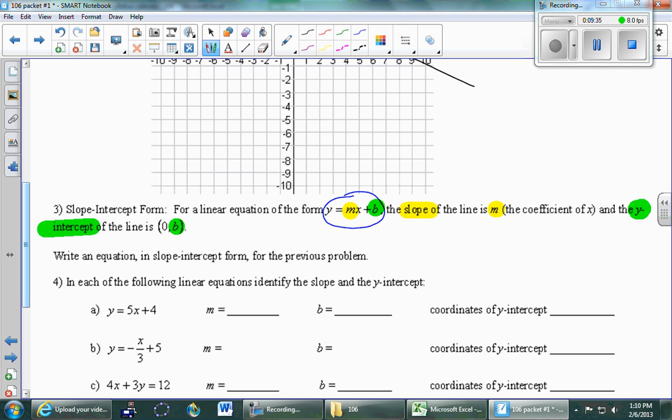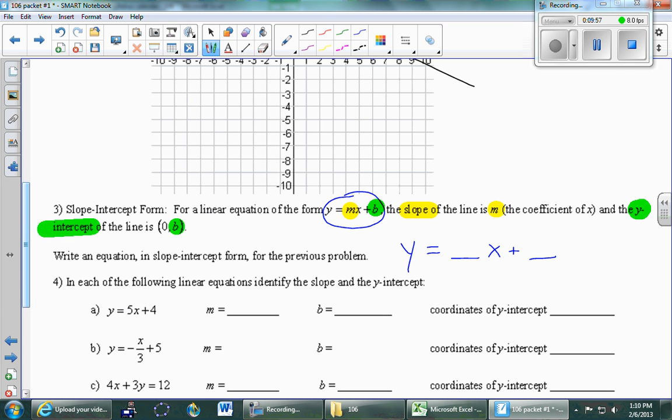So let's see if we can use that equation. Down here it says write an equation in slope-intercept form. That's the equation we just had for the previous problem. So let's write it. y equals something x plus something. I'm just going to put blanks. Every mx plus b equation has that form. y equals some number times x plus some number.